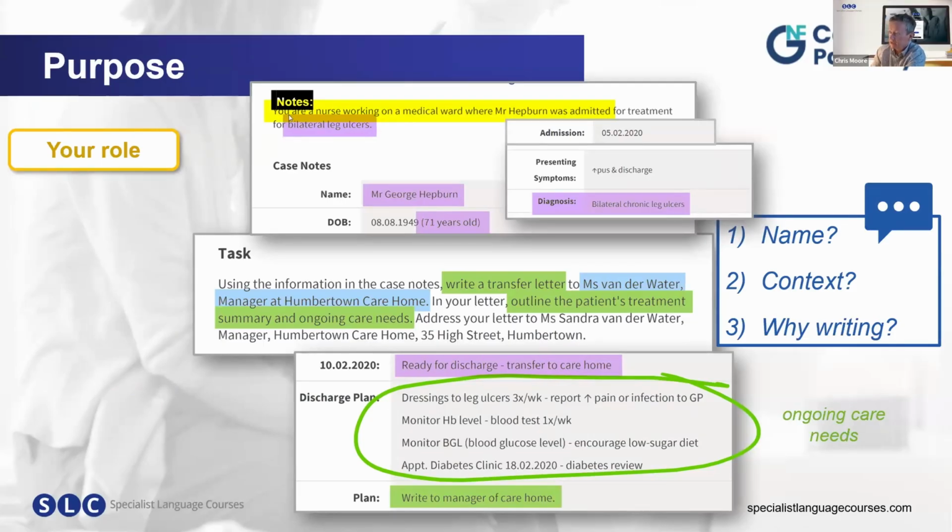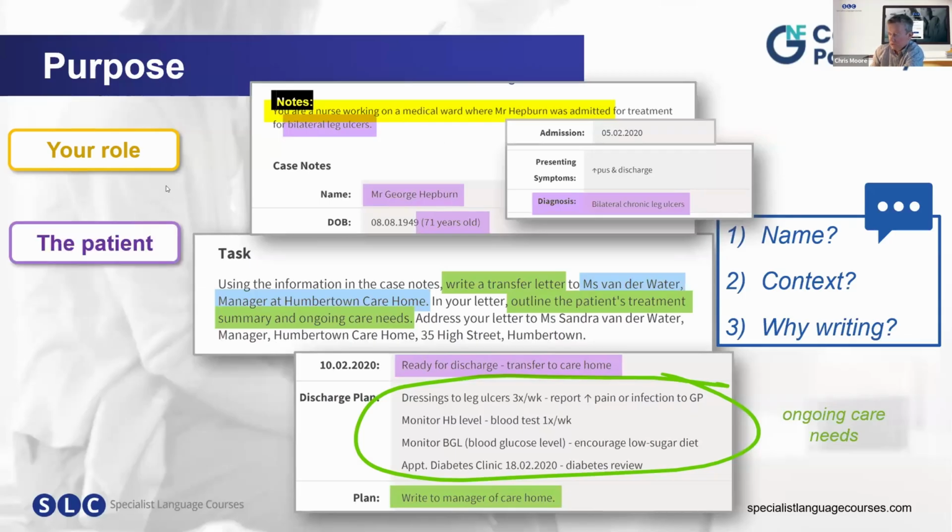In this case, it says up here in yellow, you are a nurse working on a medical ward where Mr. Hepburn was admitted for treatment for bilateral leg ulcers. So you're working in a hospital. You're a hospital nurse in this case.